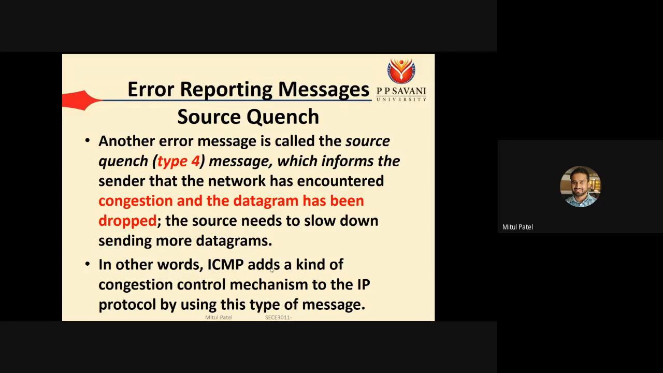Okay, so we can say that ICMP adds a kind of congestion control mechanism to the IP protocol by using this type of message. When congestion is created inside our network and your packet is going to be dropped, this type of error can be informed to the source by this source quench message.